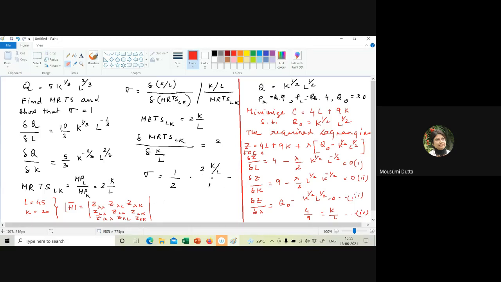So please derive all these second order values. First, you derive the values of L and K. Everybody should derive the values for L and K. And finally, to check whether these are cost minimizing inputs, we have to check the second order condition. Is the first part complete for everybody? L is equal to 45 and K is equal to 20. Everybody is getting that? Yes, ma'am.